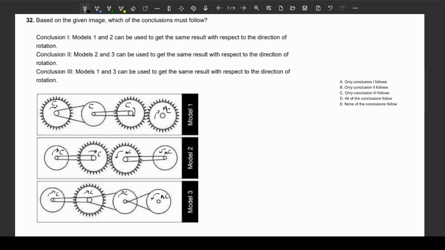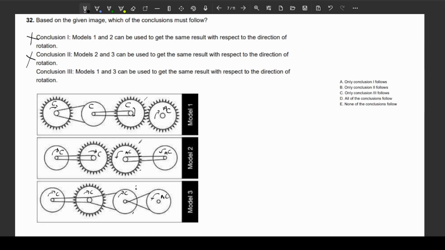Now what is conclusion 1? Conclusion 1: models 1 and 2 can be used to get the same result with respect to the direction of rotation. This is wrong. Why? Because the third gear will get you an anti-clockwise direction in model 2 and a clockwise direction in model 1. So they are different. Hence models 1 and 2 won't give the same result. Now conclusion 2 states models 2 and 3 can be used to get the same result. Again, there is a mismatch in the third gears and pulleys, right? So conclusion 2 also won't hold because model 2 has anti-clockwise and model 3 has clockwise here.